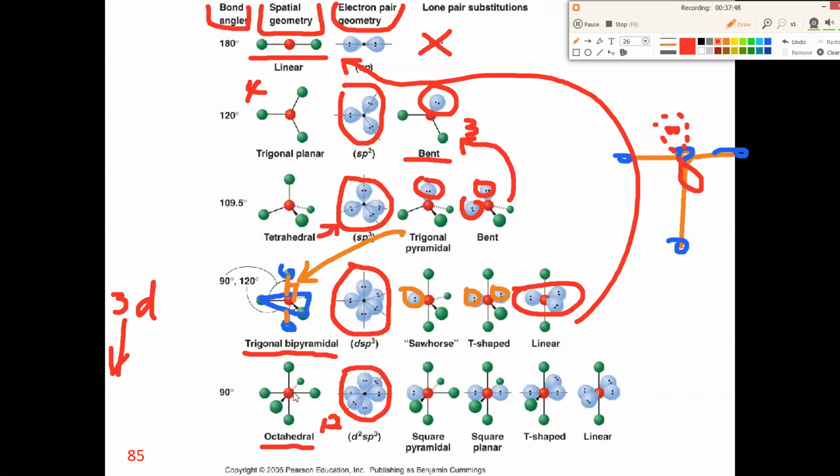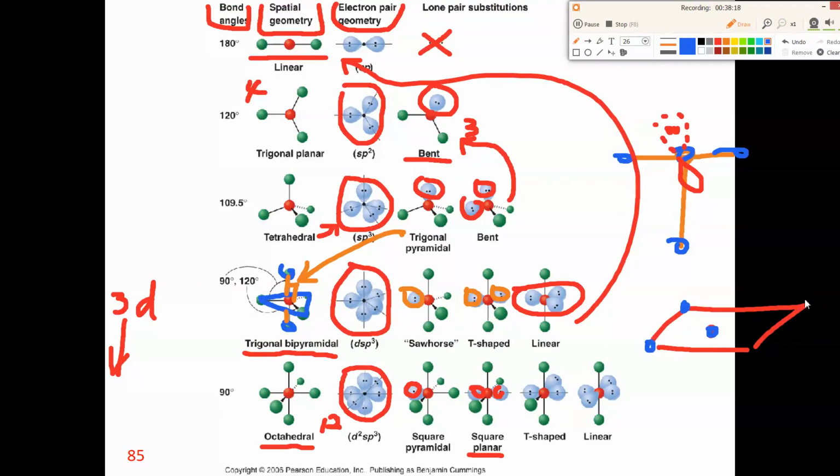Called octahedral. This has lone pair derivatives. So 1 lone pair becomes 5 terminal atoms. It's going to be something like a square pyramidal. If you have 2 lone pairs, it becomes square planar. Just on the same plane. One atom in the center, and 4 at the corners.